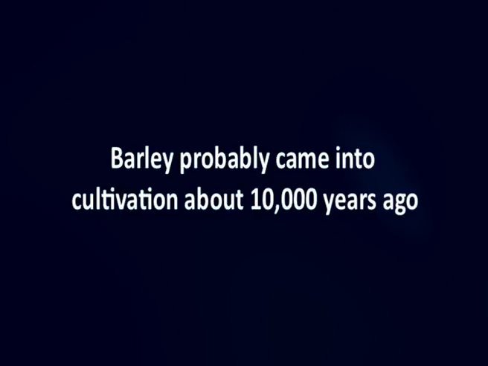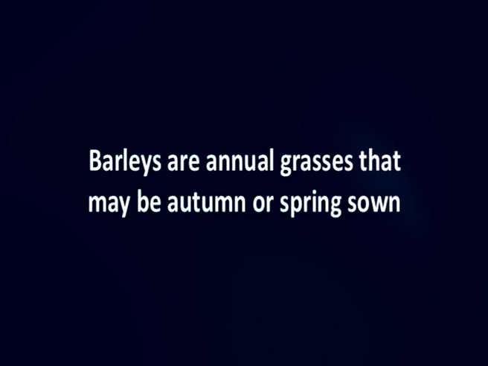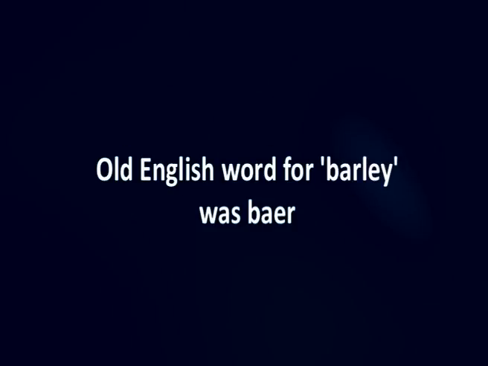Barley probably came into cultivation about 10,000 years ago. Barleys are annual grasses that may be autumn or spring sown. The Old English word for barley was bear.